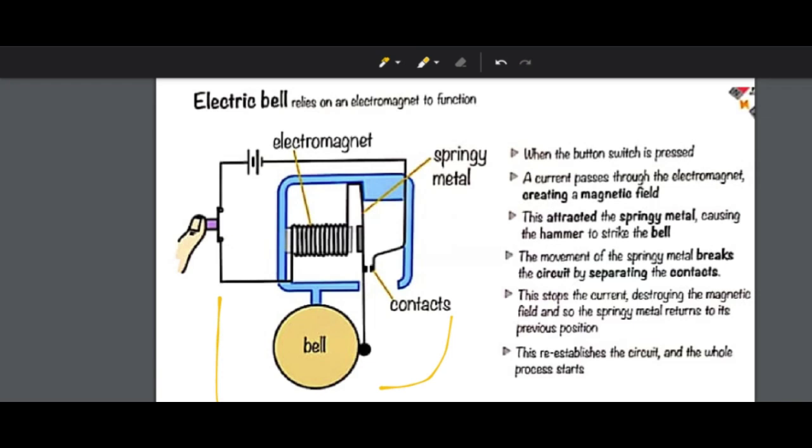Yes. So for an electromagnet to function, when the button is pressed, a current passes through the electromagnet creating a magnetic field. This attracts a springy metal, causing the hammer to strike the bell. The movement of the springy metal breaks the circuit.